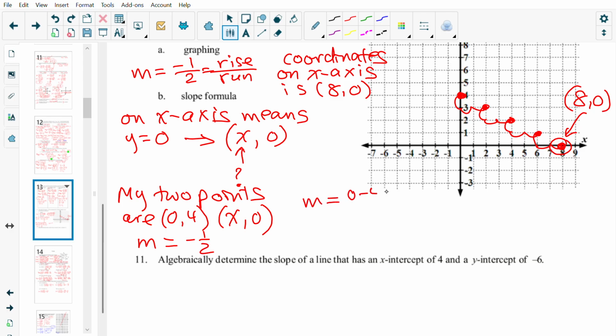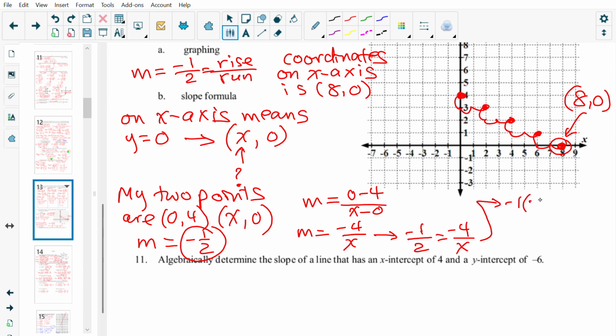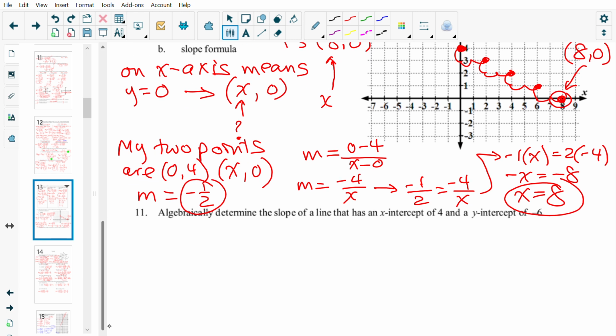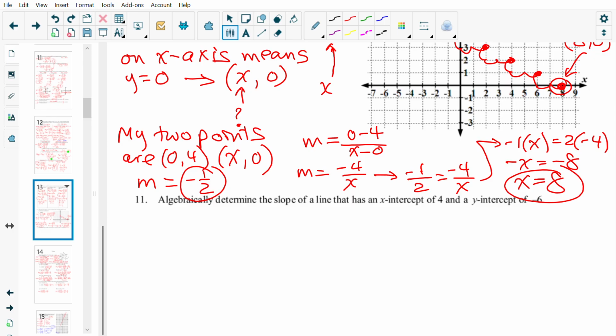So I'm going to develop a slope m equals 0 minus 4 over x minus 0. And that's negative 4 over x. Well, we know that equals negative 1/2. So I make this statement, negative 1 over 2 equals negative 4 over x. And I cross multiply. So negative 1 times x equals 2 times negative 4. That's negative x equals negative 8. Divide both sides by negative 1. X equals 8. And bingo, that's what we got. That's the x value right there. So that checks.